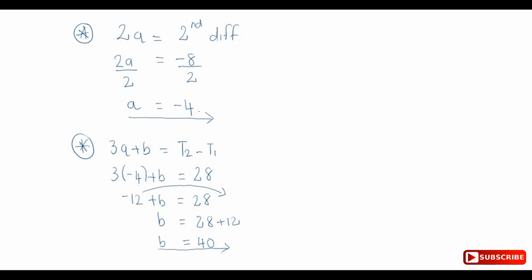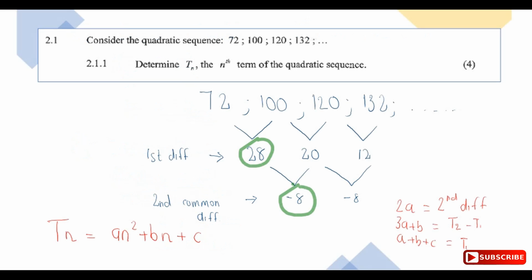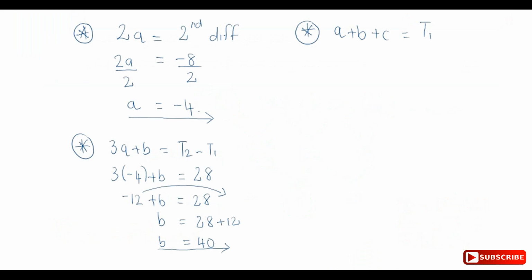And the last equation that we're going to use to get the value of your C is A plus B plus C is equal to term 1. What was our term 1? We found that our term 1 is 72, right? So our term 1 is 72. So we are simply going to substitute that 72 into this equation.